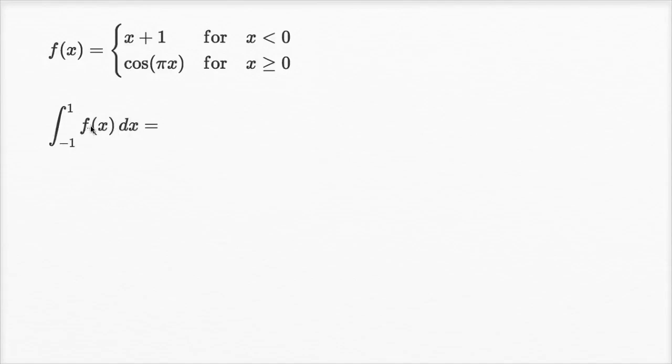And you might immediately say, well, which of these versions of f of x am I going to take the antiderivative from? Because from -1 to 0, I would think about x plus 1, but then from 0 to 1, I would think about cosine pi x. And if you were thinking that, you're thinking in the right direction. The way that we can make this a little bit more straightforward is to actually split up this definite integral. This is going to be equal to the definite integral from -1 to 0 of f of x dx plus the integral from 0 to 1 of f of x dx.